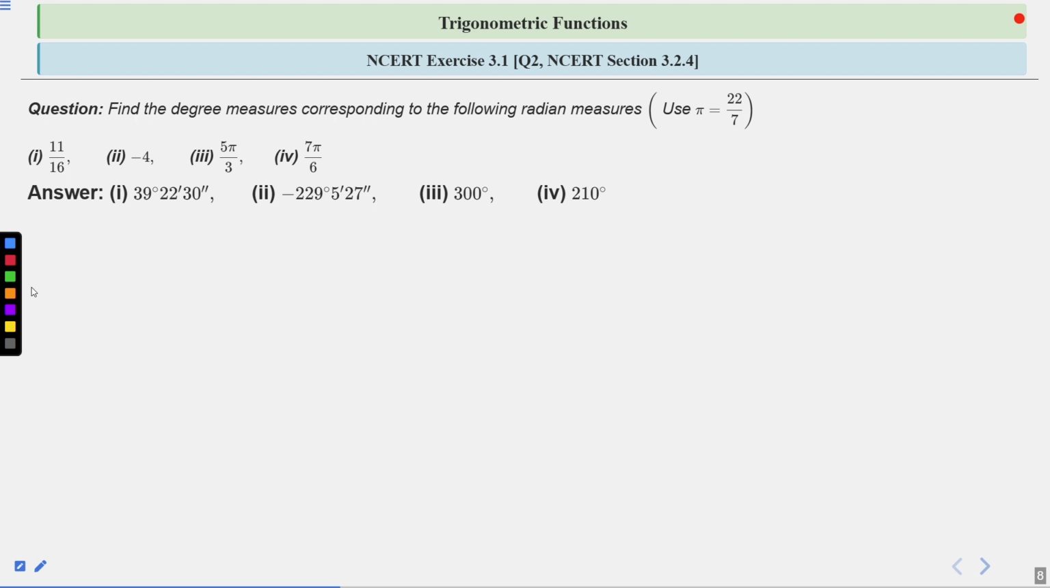So answers are, for part 1, it is 39 degree 22 minute and 30 seconds. For part 2, it is minus 229 degree 5 minute and 27 second, right? For part 3, it is 300 degree, and for part 4, it is 210 degree, right? So let us see the solution part now. For first, which is 11 upon 6 radian.